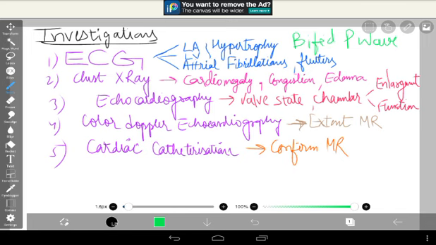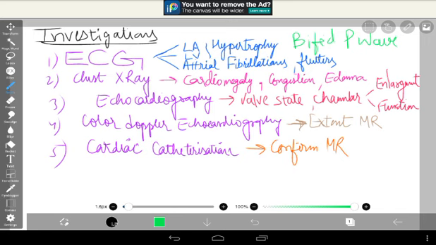Second point is chest x-ray. In the chest x-ray we can find cardiomegaly, as well as congestion of the lungs and pulmonary edema. To find out these, a chest x-ray is done. Next is echocardiography, in which we are going to find out the state of the valve, as well as the enlargement of the chambers and their function, whether properly working or not. So that's about echocardiography.